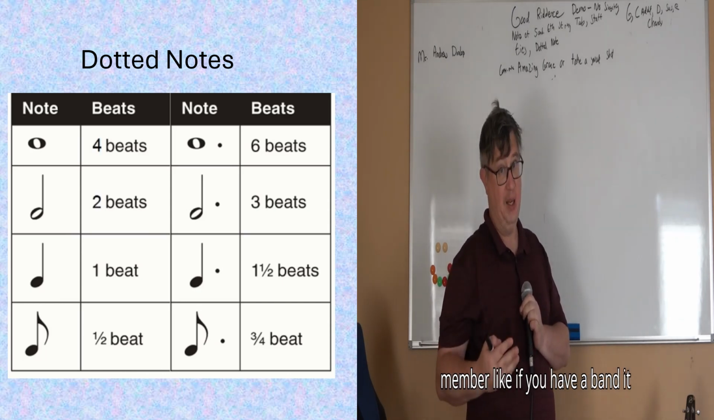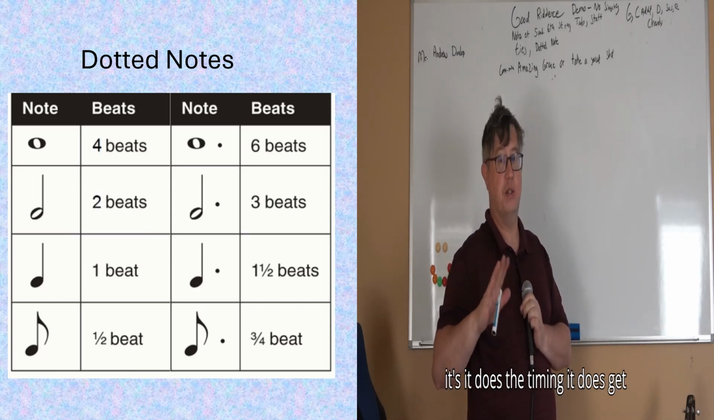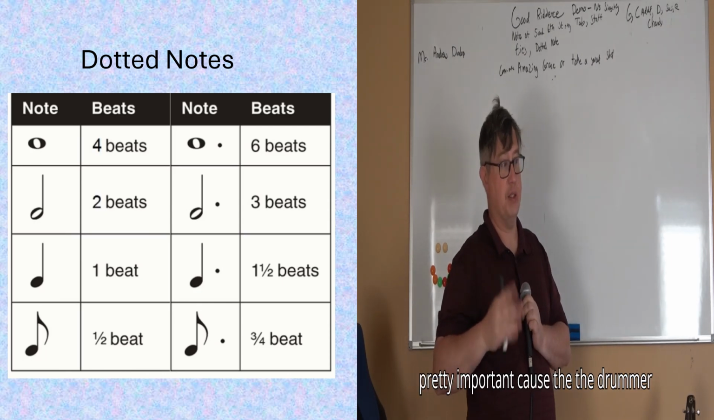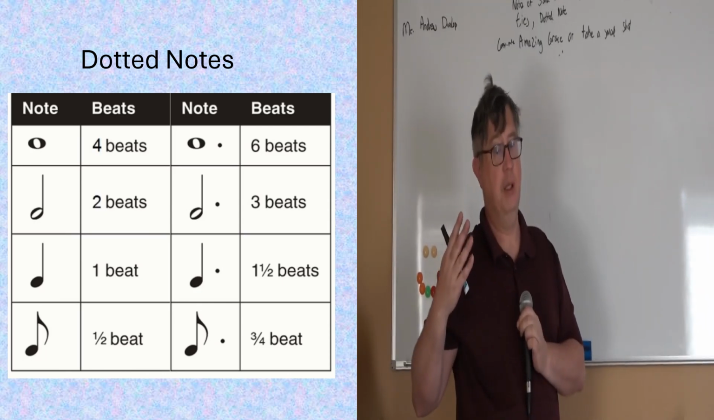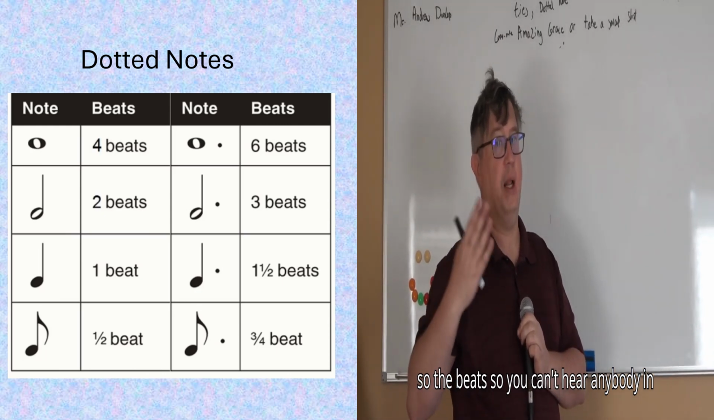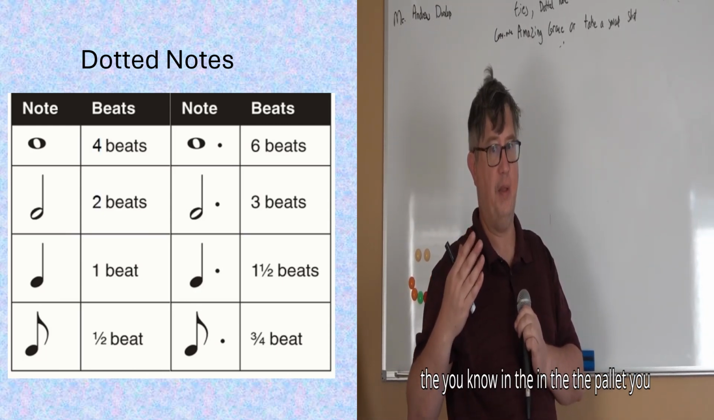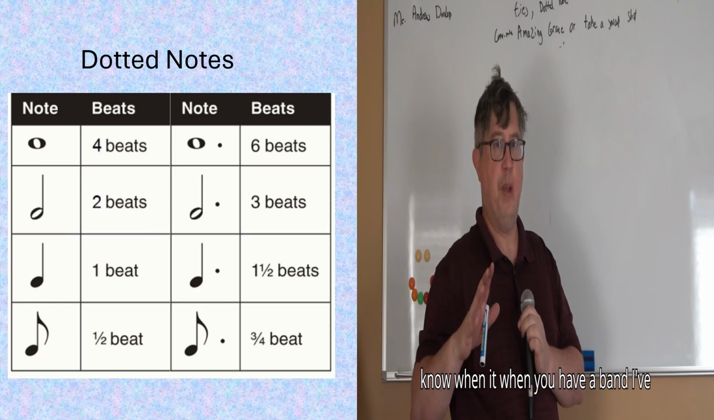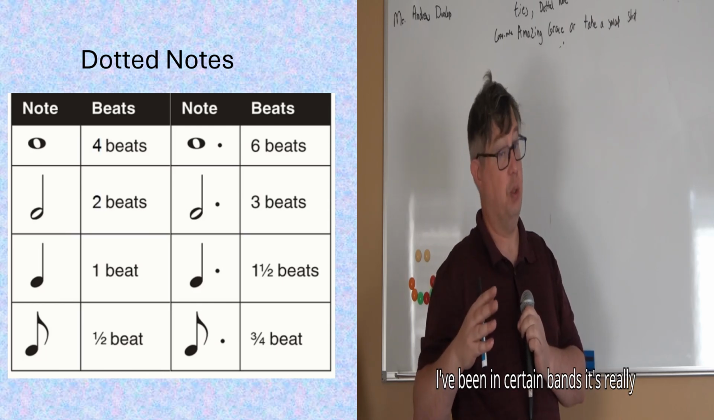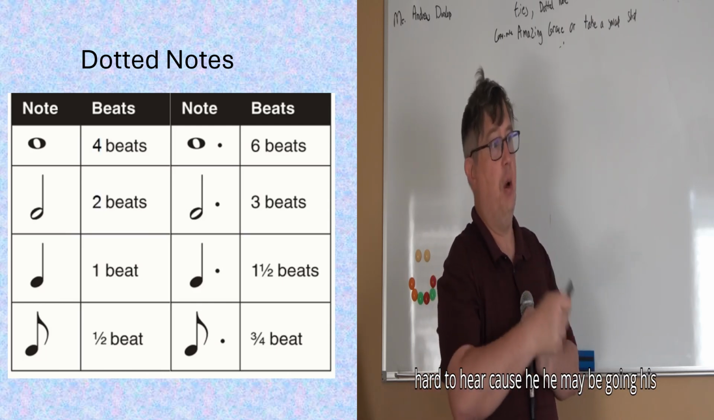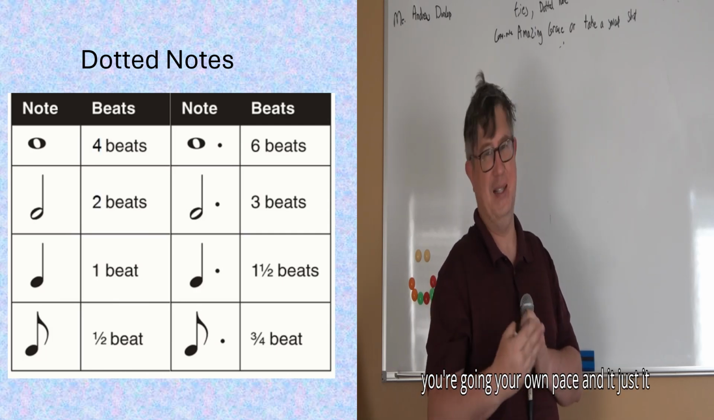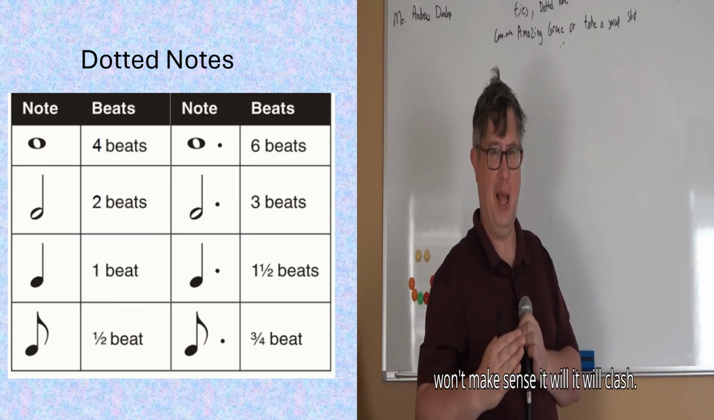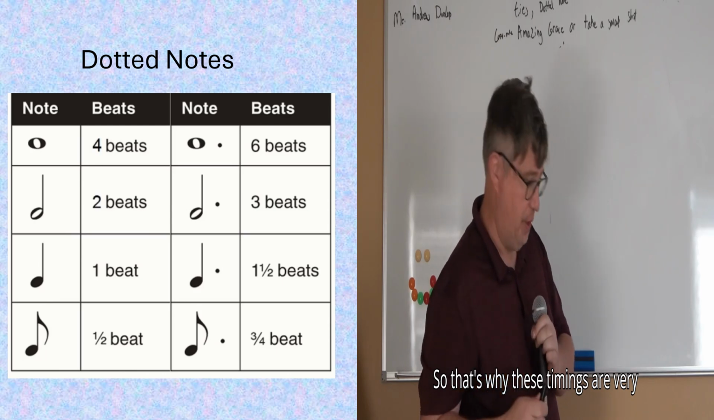It gets more important when there's more than one member. If you have a band, the timing gets pretty important, because with the drummer out there, it's hard to hear anybody. I've been in certain bands where it's really hard to hear, because he may be going at his own pace, and next thing you know, you're going at your own pace, and it won't make sense. It will clash. That's why these timings are very important.